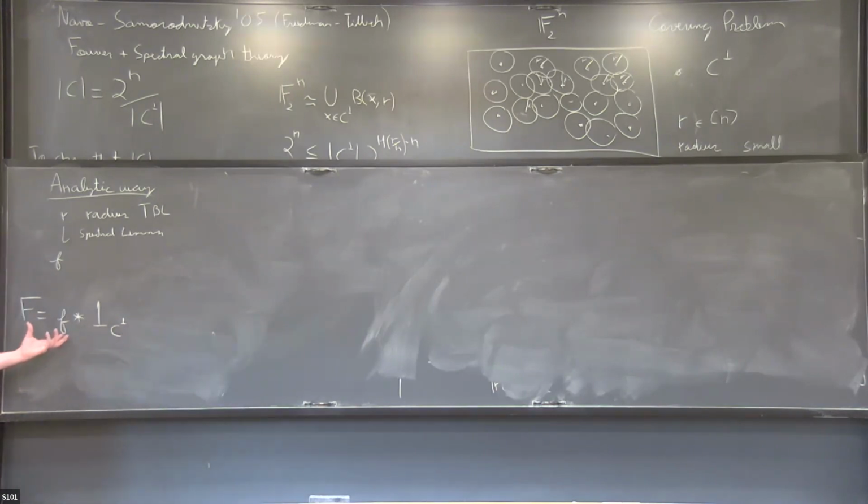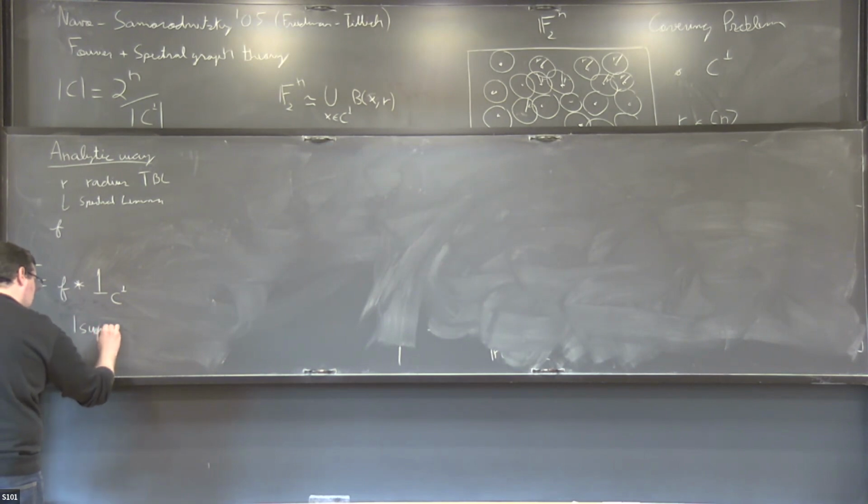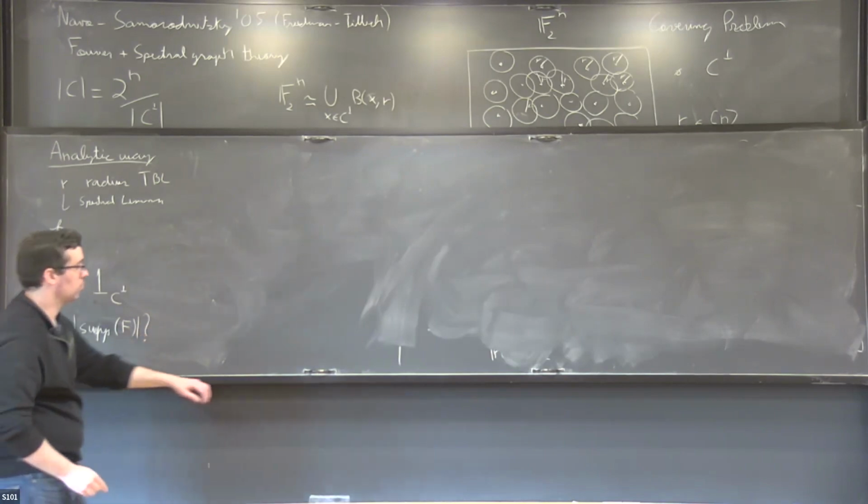So if you look at the support of this function, it's balls of radius r, centered at the dual codewords. And then you have the convolution of these two functions. That's going to be an analytic way of implementing that strategy. In particular, you're interested in the support of this function. So what is the support size of this function? That's something that you're going to need.